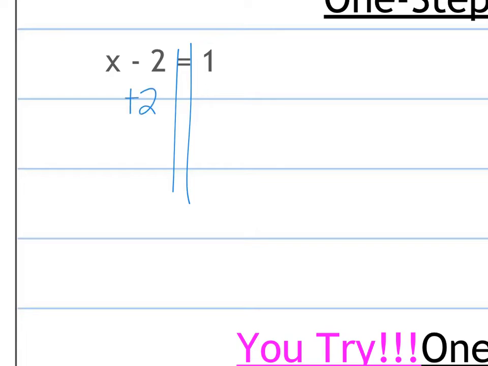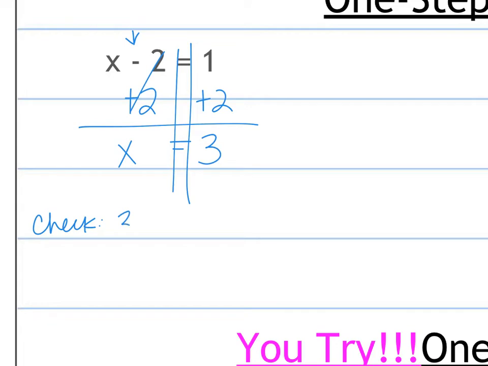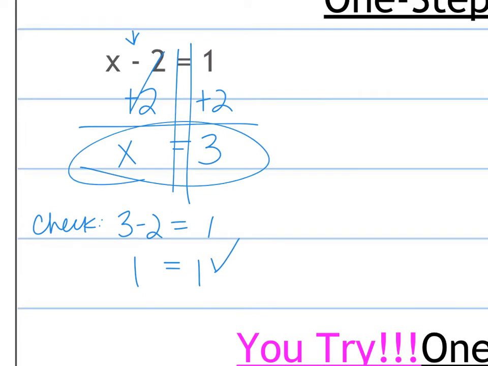And if you note, we're always working on the side with the variable. That's how we decide what we're adding or subtracting. Since the variable is on this side, we have to get rid of whatever else is on that side. So add 2 to both sides for this. x equals, since a negative 2 and a positive 2, those cancel, we're only left with x. 1 plus 2 is 3. Let's do our check. 3 minus 2. Well, yes, that equals 1, so we're good. Our answer is x equals 3.